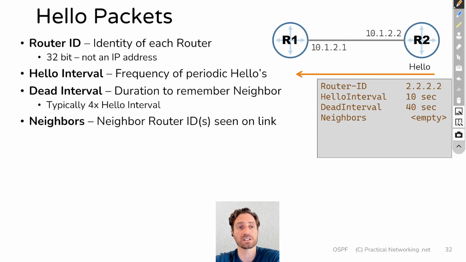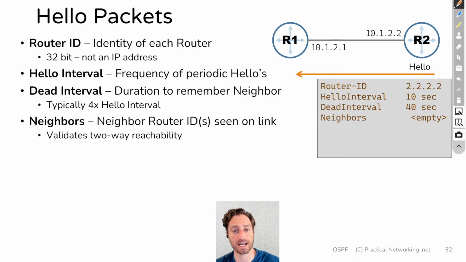Router 2 doesn't currently see anybody else on this link. Later on, once router 1 starts sending hello packets, router 2 will add to its neighbors field that it now sees router 1. This is how router 1 is going to know that router 2 sees it, because it's going to see itself in its peer's neighbors section of the hello packet. And I'll show that to you later on.